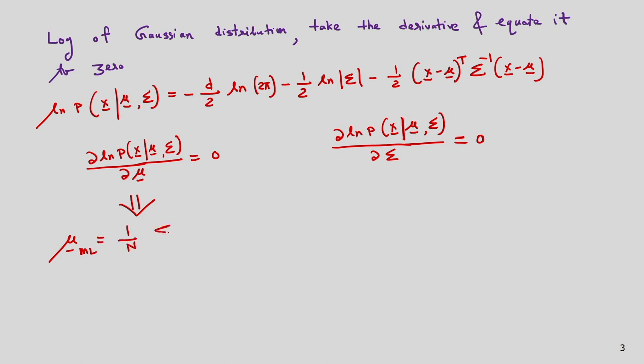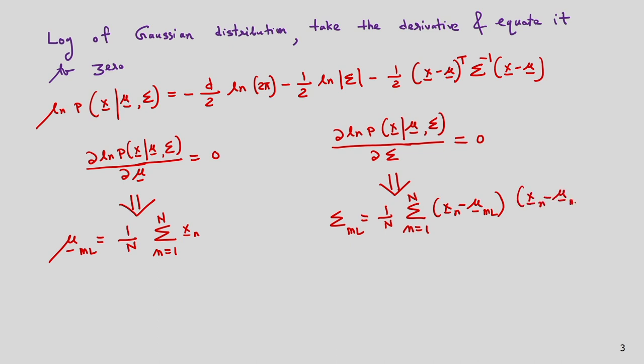So that is 1 by n summation n equal to 1 to n. So we have n number of samples or data points xn, and corresponding to this one I have the estimate for the covariance matrix. So 1 by n summation n equal to 1 to n, xn minus mu. So I have the estimate for the covariance matrix. So here n is nothing but the number of samples or data points.